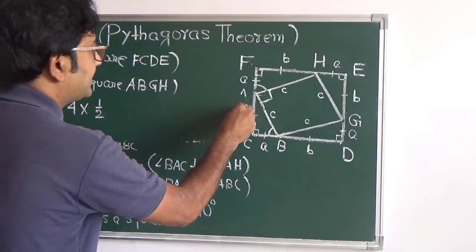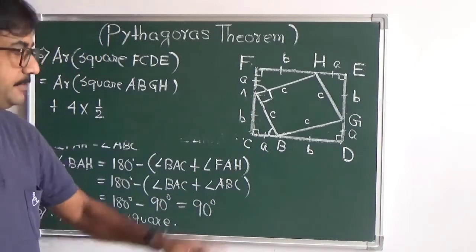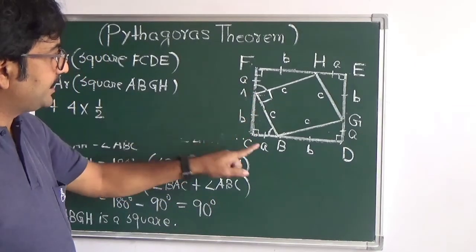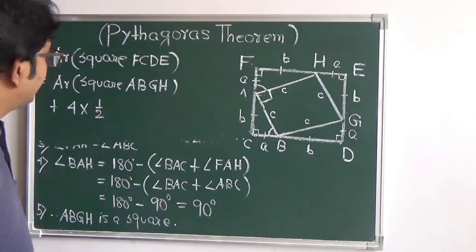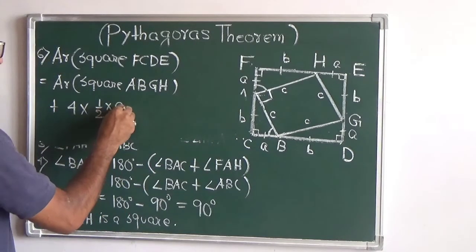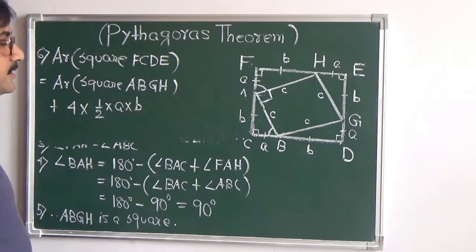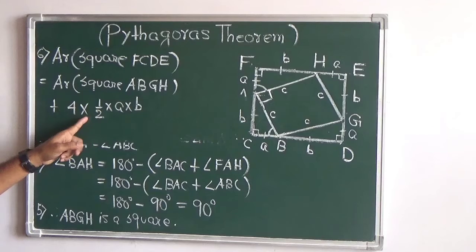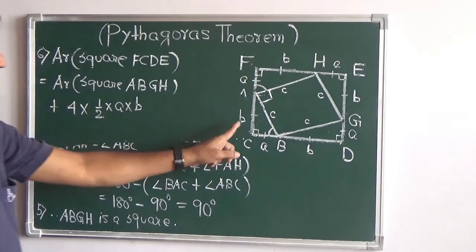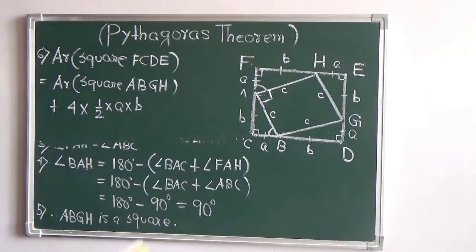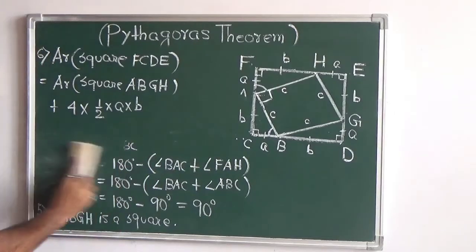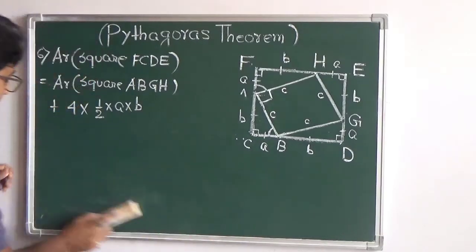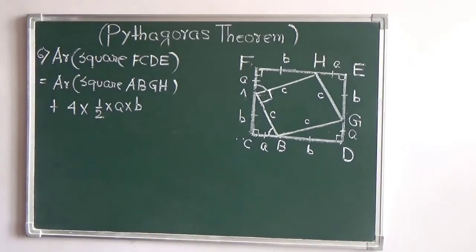What is the area of a triangle given by? Half base into height. If you look into this triangle, half into base is A, height is B. So you can write half into A into B. Since the four triangles are congruent, the areas are also the same. So for 4 triangles, we have written 4 multiplied by area of the triangle, that is half base into height. So now we will write, now what is the area of the square FCDE?